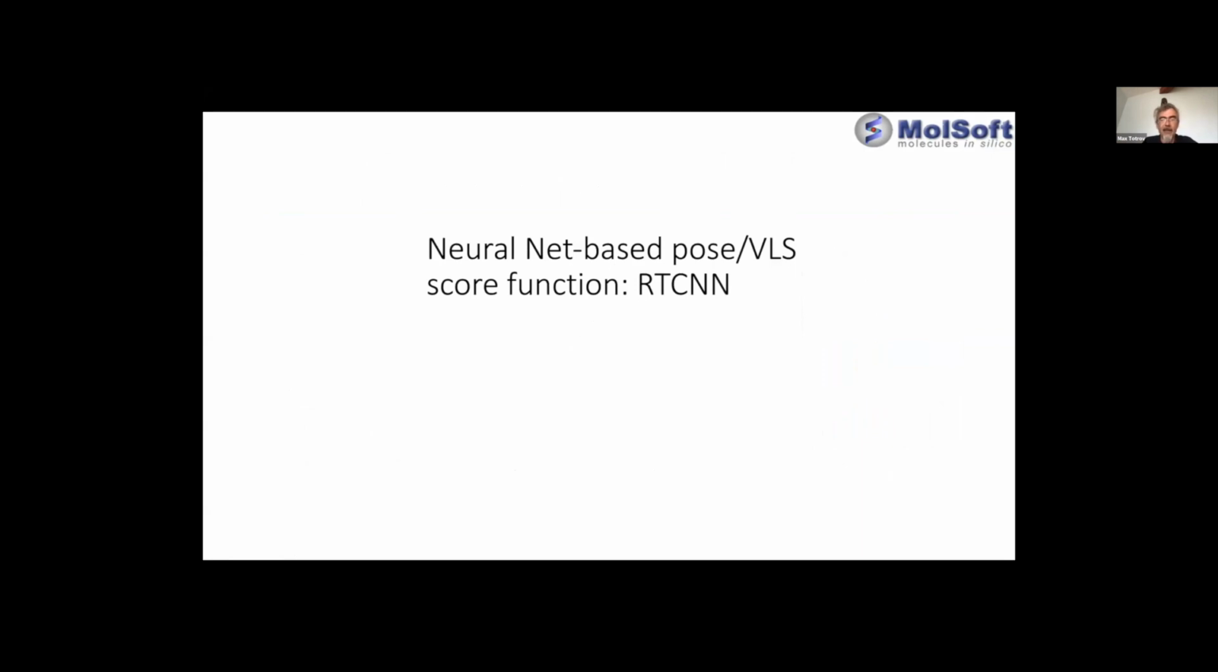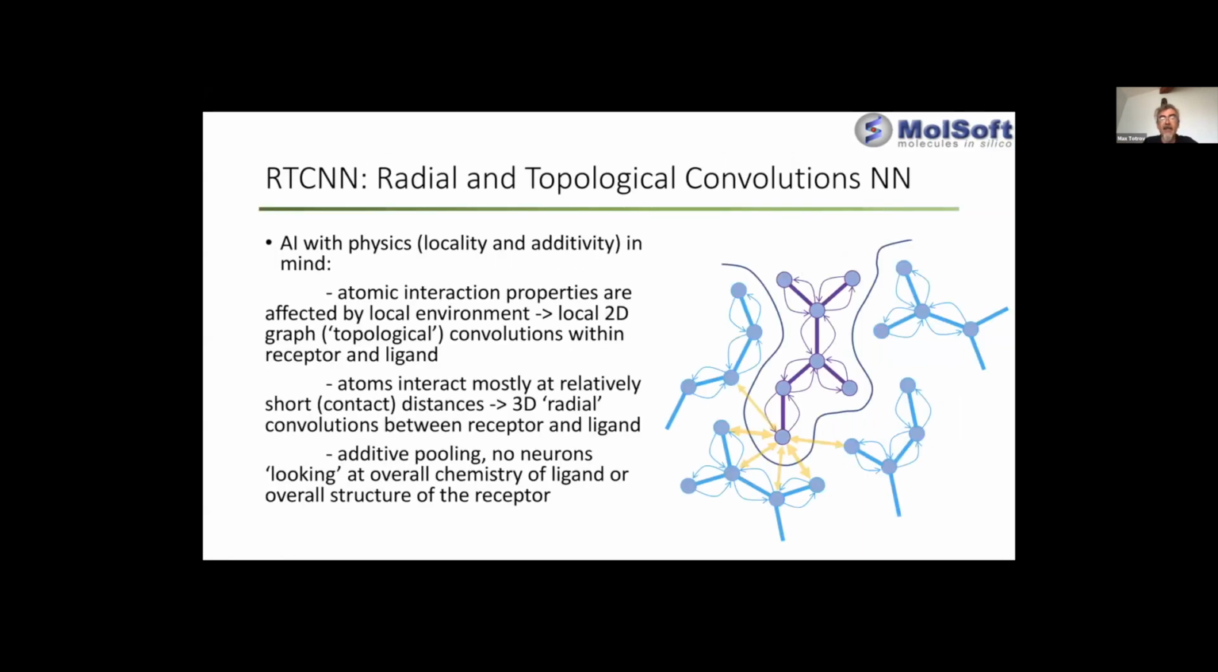RTCNN, well, that's the other network. I'm running out of time, so I'll just run through really quickly that it is used for scoring. We try to incorporate physics ideas into designing this network. So using those convolutions on the ligand and receptor side, first we evaluate the interaction properties of atoms, and then the other convolution mimics the actual interactions at close distances between ligand and receptor atoms.